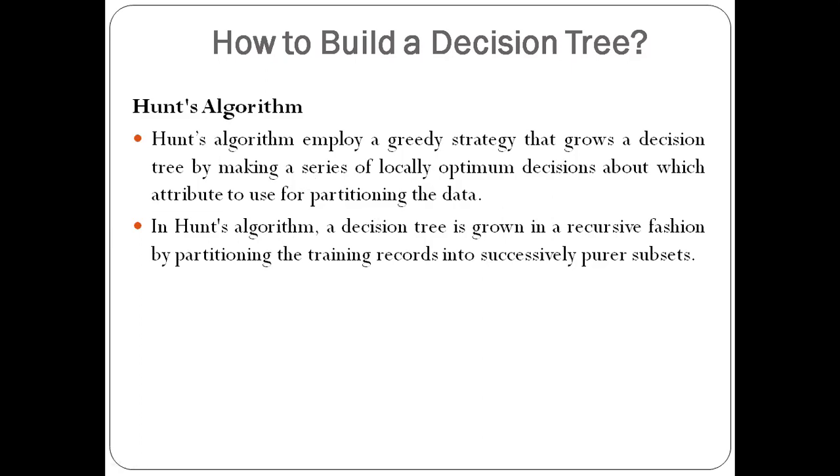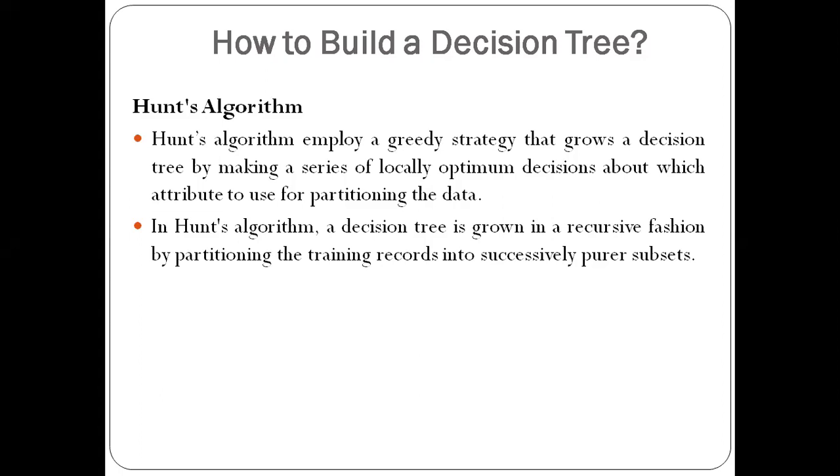Each time it will be partitioning the training records until we get purer subsets. Remember this one: Hunt's algorithm is used to build the decision tree, and it follows a recursive approach. Recursive approach means the same method is applied again and again in order to construct a decision tree. We keep partitioning the training records until we are able to get the purer subsets.